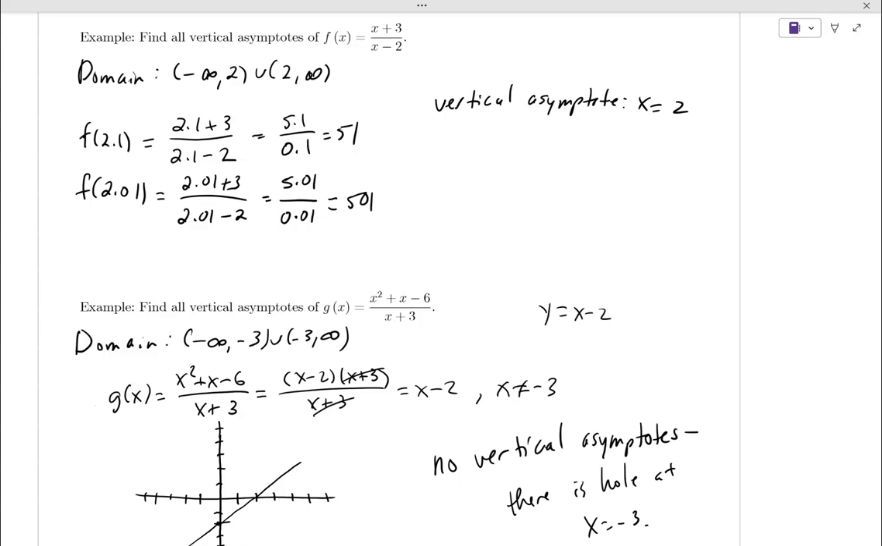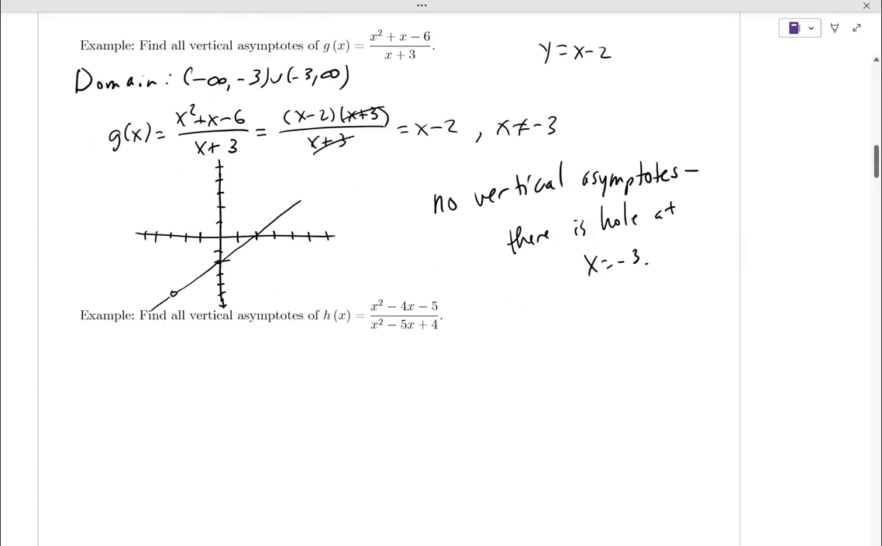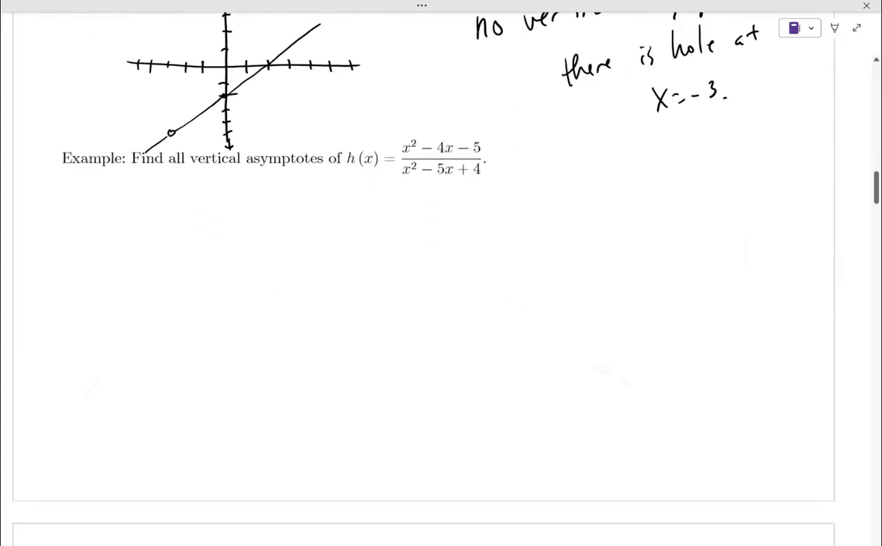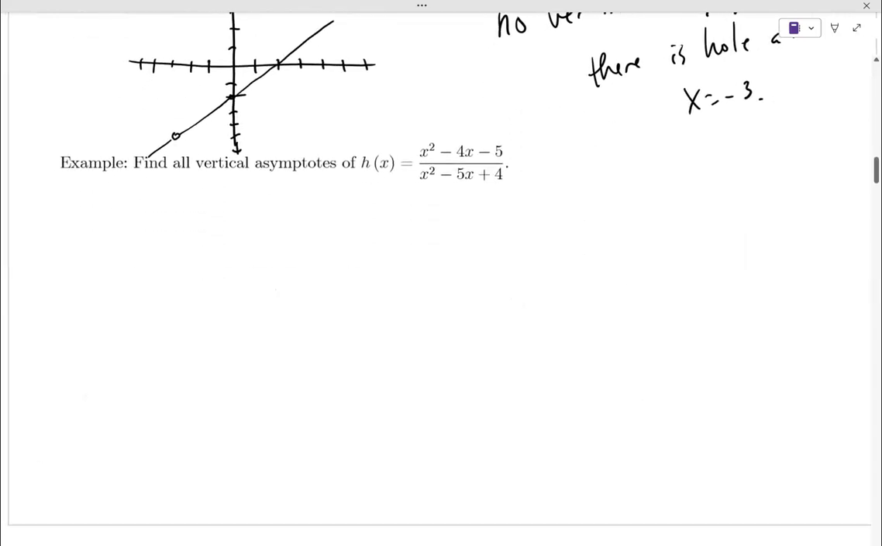Okay? So if you get a common factor on top and bottom and cancel it out, there might be a hole there instead, right? Rather than an asymptote. So let's see if we can apply that to the next one. Work on this one for a second and see if you can figure out where the vertical asymptotes are versus the holes.